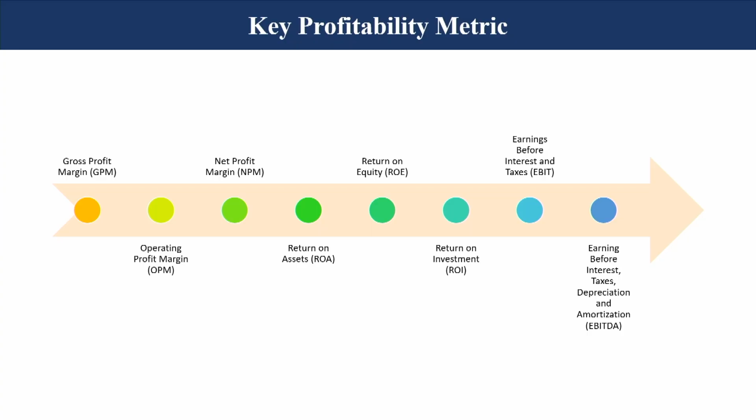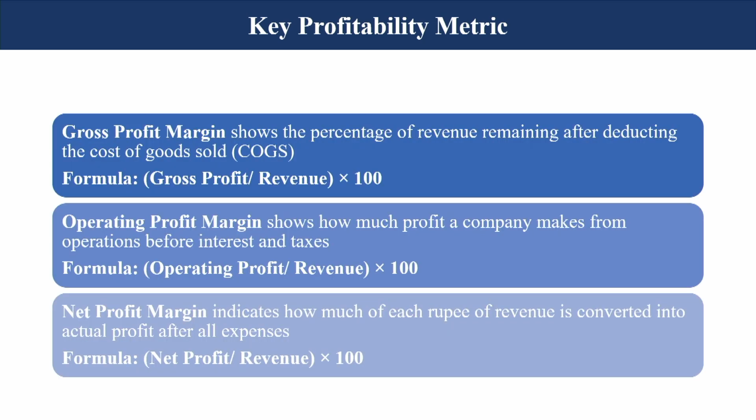The first three metrics are called the core profitability metrics. In the last class we had a detailed discussion about these three metrics. We will quickly go through these three concepts and then delve more into the remaining concepts. Gross profit margin shows the percentage of revenue left after deducting the cost of goods sold. The formula is gross profit divided by revenue multiplied by 100. Gross profit margin basically tells you how efficiently you are producing the goods. It is a reflection of the operational, production efficiency of my product.